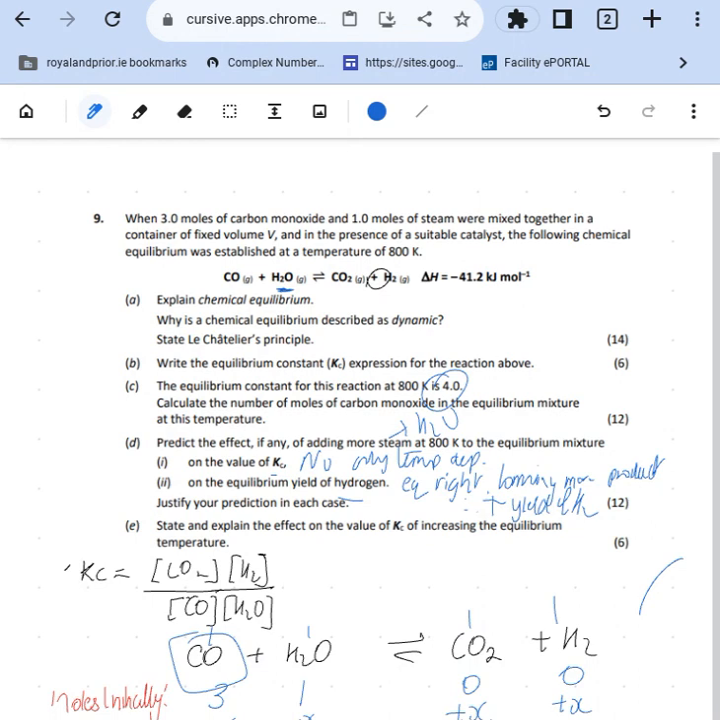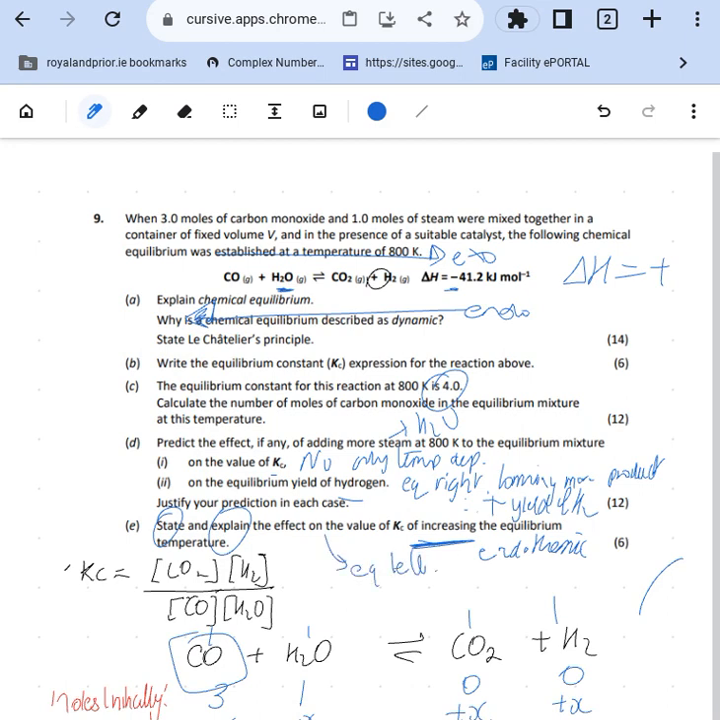And state and explain the double whammy on the value of Kc of increasing the temperature. Now when you increase the temperature, you favour the endothermic reaction. Now an endothermic reaction is determined by your delta H having a positive value. So when I see this as delta H is minus, that means that forward reaction there is exothermic. The backward reaction must be endo. So if I increase the temperature, my equilibrium goes to the left.